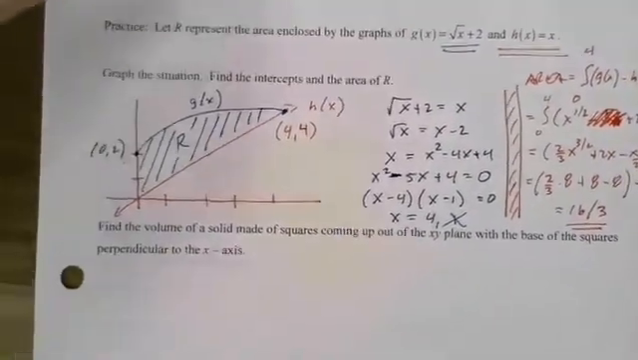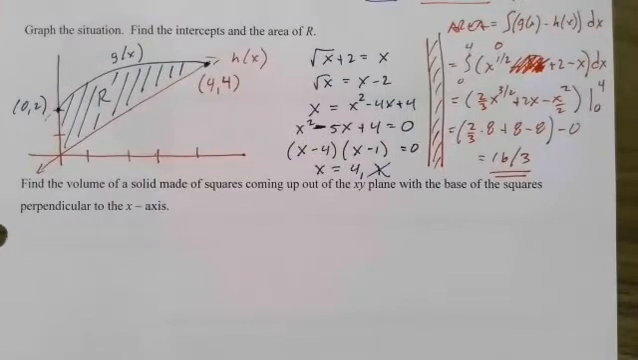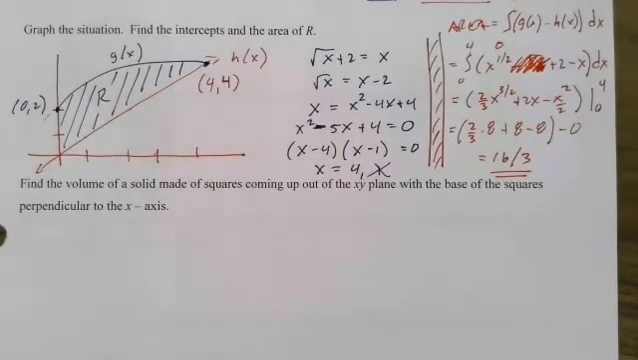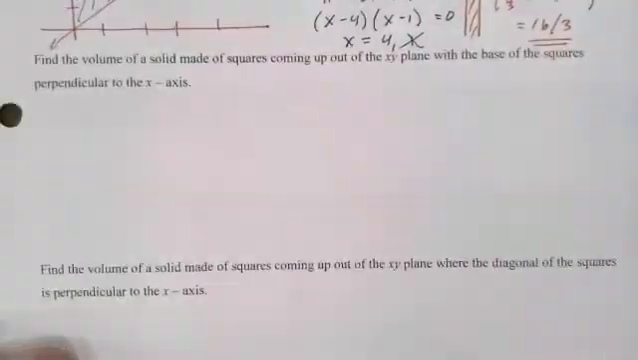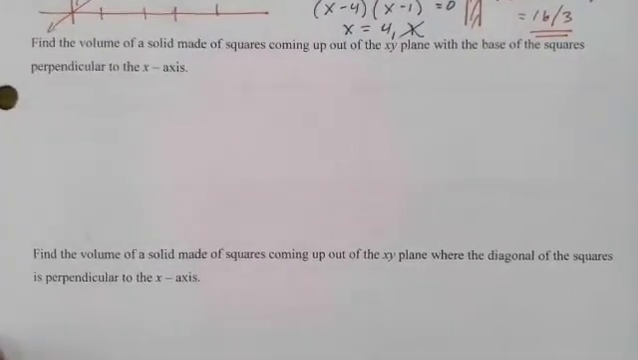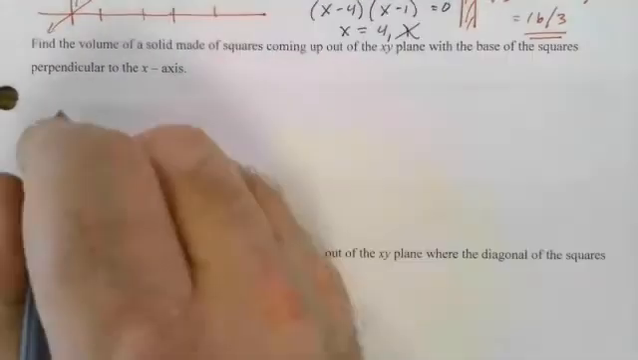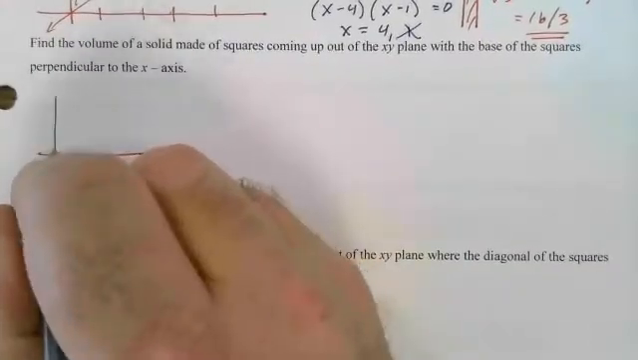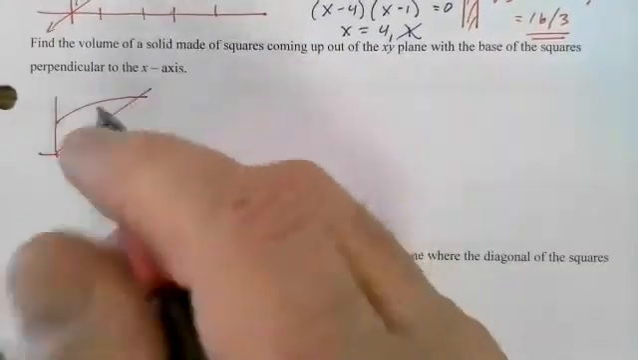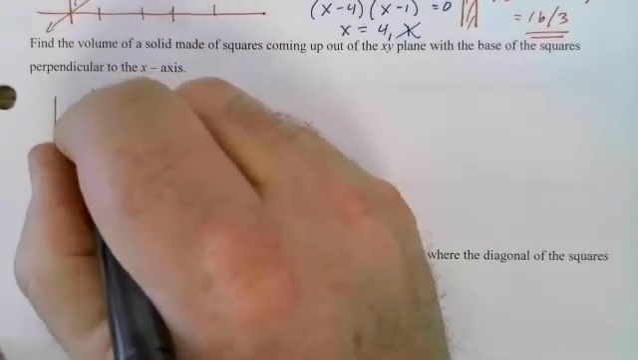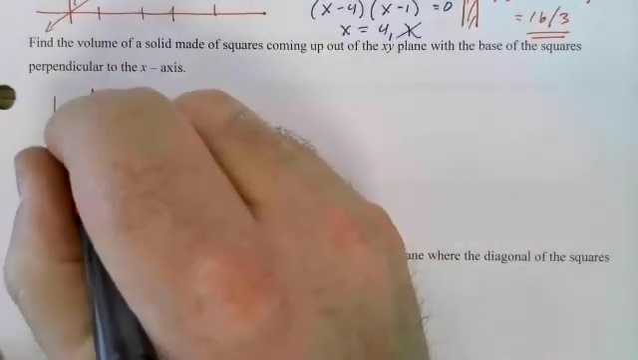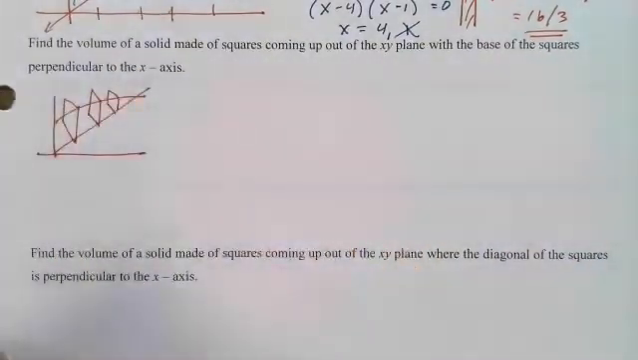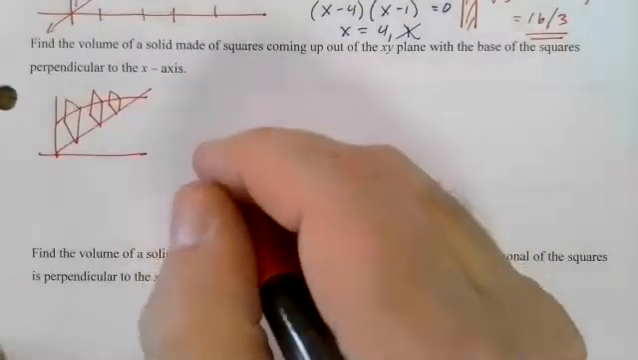Cool. Onwards. Find the volume of the solid made of squares coming up out of the XY plane. So this is a continuation, which is a dangerous thing to do for an AP test. They don't usually just continue. They'll make it clear. So I apologize for not making it clear here, but I'll draw it a little smaller. They're saying these squares are coming up as I desperately try and draw them somewhat to scale.